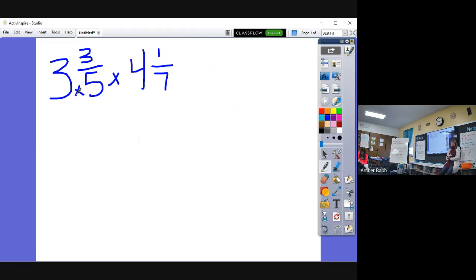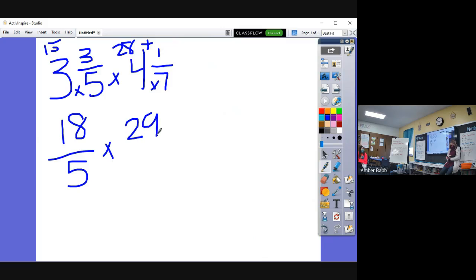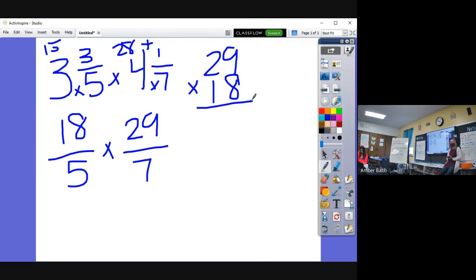Okay, 3 times 5, 15 plus 3 more, 18 fifths. 7 times 4 is 28 plus 1, 29 over 7. This is going to be big. I've got 29 times 18. 9 times 8 is 72. 8 times 2 is 16, plus 7 is 23. Put my space holder 0.